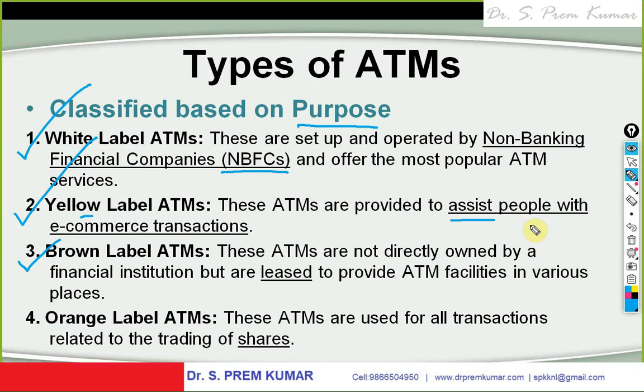For example, take State Bank of India. These ATM machines of the State Bank of India are maintained by some person X. That means the State Bank of India has given the ATM machine maintenance lease to person X, and X will be maintaining them. They are not directly under the control of State Bank of India. They are under the control of person X, to whom State Bank of India has given them for lease, for maintenance. Those ATM machines are called brown labeled ATM machines.